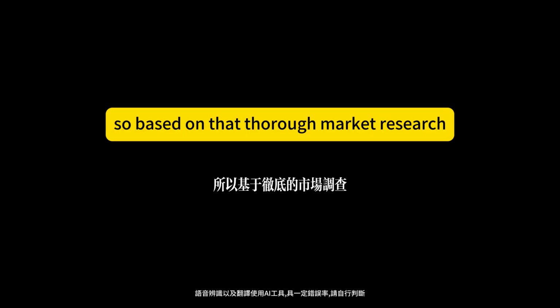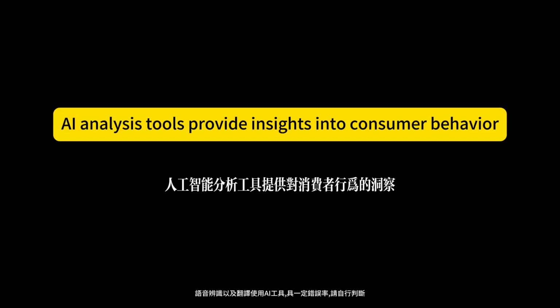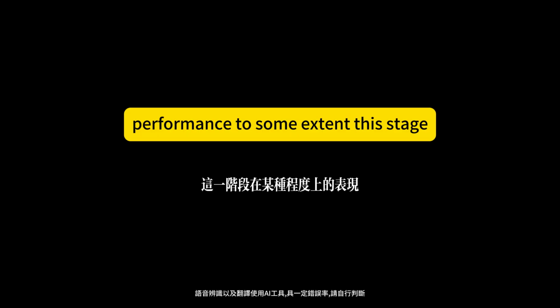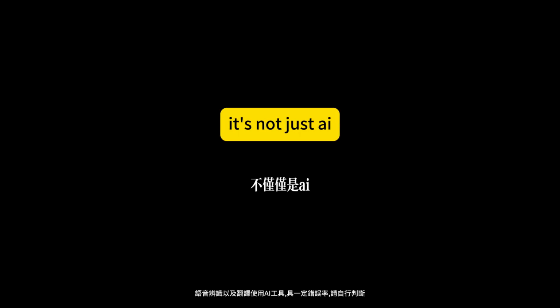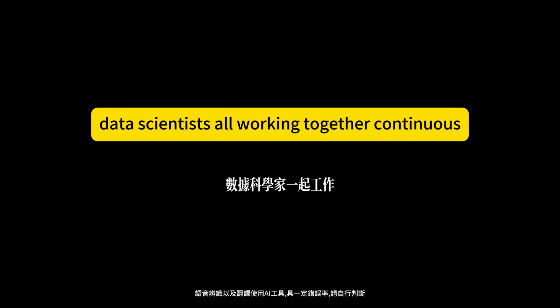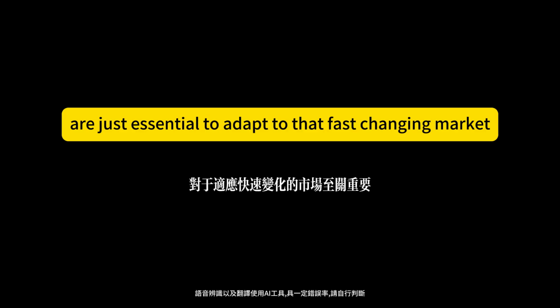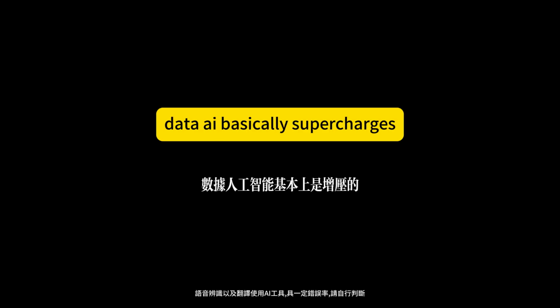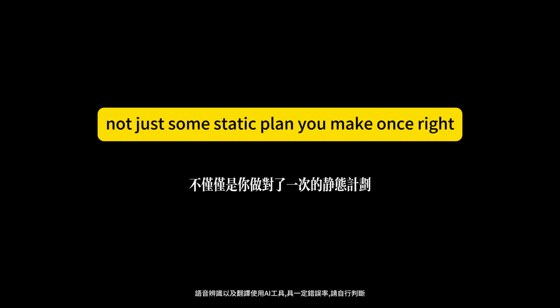Right. So based on that thorough market research, goals and strategies are established, but it's an iterative process. AI analysis tools provide insights into consumer behavior. They can even predict campaign performance to some extent. This stage, and this is crucial, involves close cooperation. It's not just AI, it's planning personnel, AI, maybe outside experts, data scientists, all working together. Continuous iteration and adjustment are just essential to adapt to that fast-changing market data. AI basically supercharges this iteration, turning strategy into more of a real-time adaptation process, not just some static plan you make once. Right, keeps it fluid.